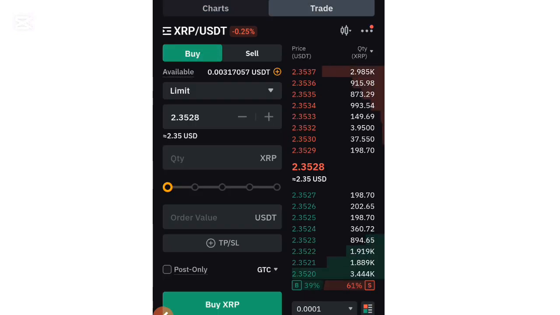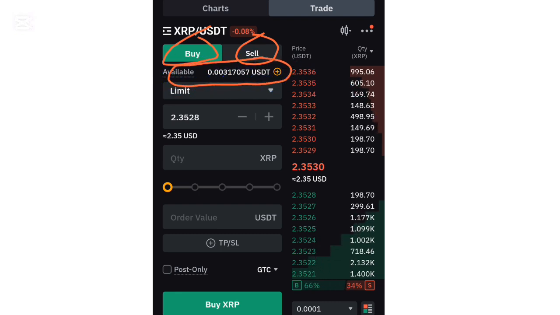So when you click on trade, this is where we execute trade. You can see so many things here. You see buy, you see sell. We are currently on buy because we want to buy. So you can see this available.